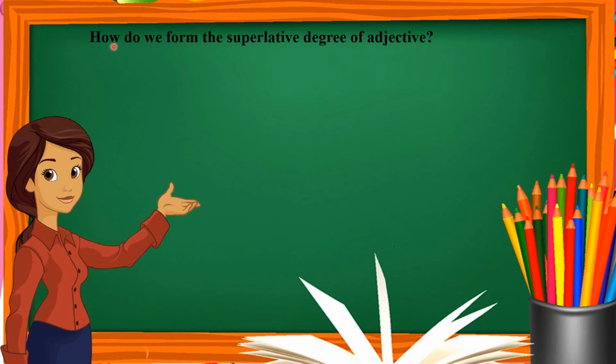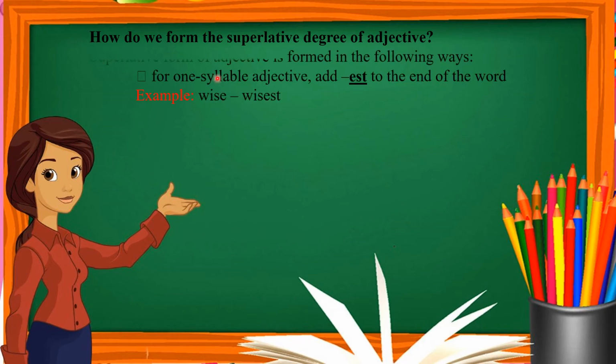Okay, here. How do we form the superlative degree of adjective? Superlative form of adjective is formed in the following ways. For one syllable adjective, add est to the end of the word. Example, wise. Add est. If it is a one syllable adjective, add est. Like this one, wise, wisest. Okay, another. He was the wisest monkey in the world. What is the adjective here in the sentence?